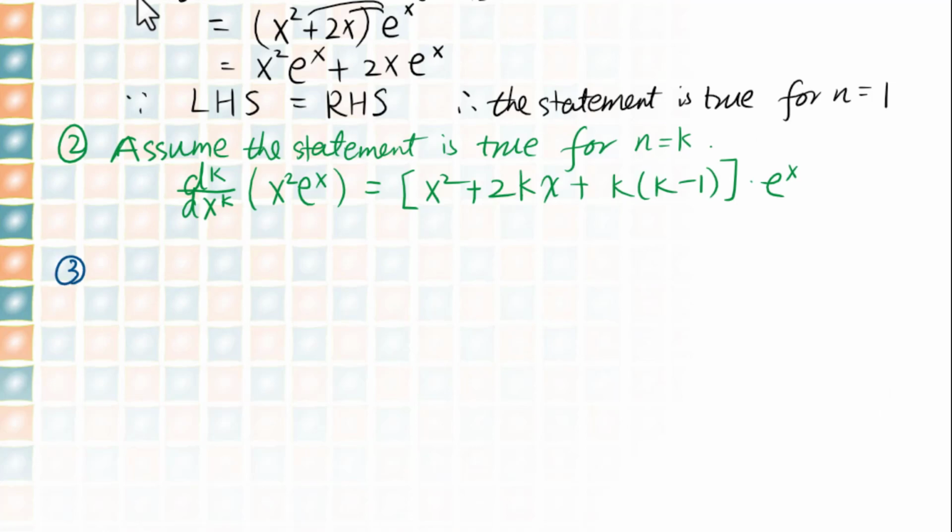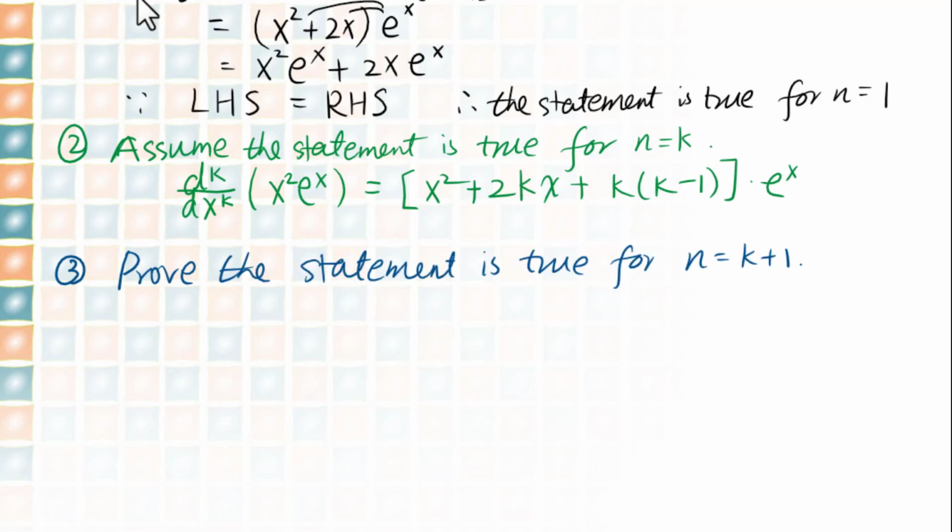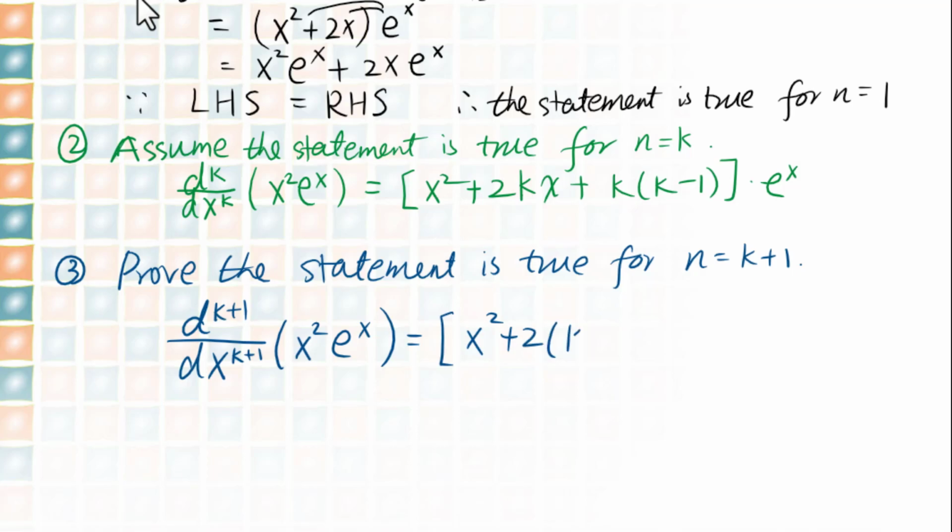Then third step, proof. The statement is true for n equals k plus 1. We will change every single k into k plus 1. The k plus 1th derivative with respect to x of x squared e to the x power equals x squared plus 2 times k plus 1 x plus k plus 1 times k plus 1 minus 1, that is k, times e to the x power.